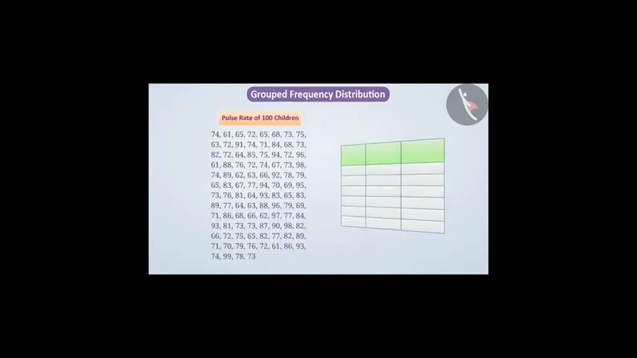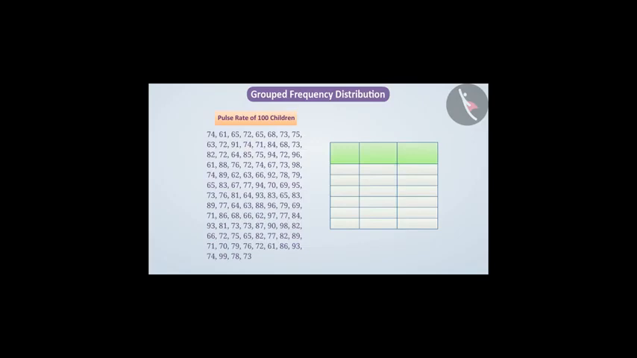Another way of arranging these is that we create a table and write the pulse rate in the first column and show how many times the pulse rate is repeated in the second column as tally marks, and write the number of the tally marks in the third column. This number will tell us how many times the pulse rate is repeated in the data. The number of times an observation is repeated is called the frequency of that observation.